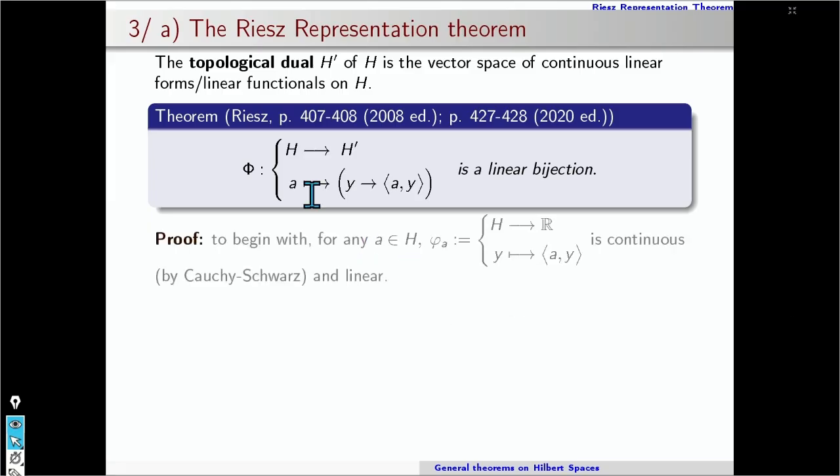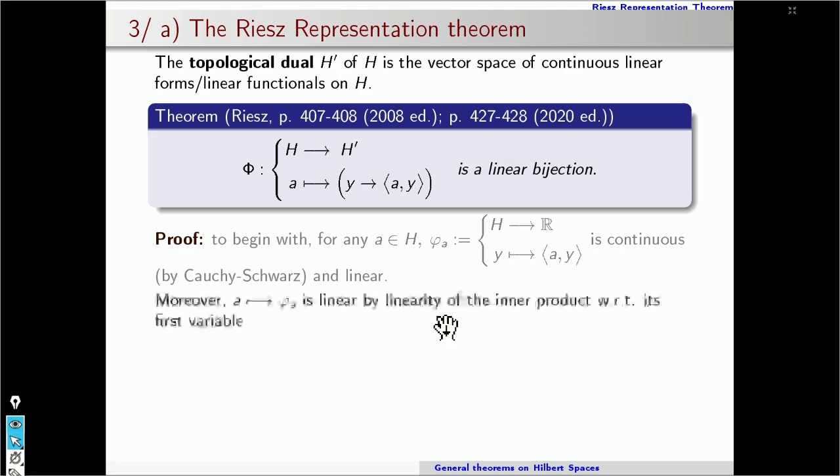First of all, we notice that for any vector a, the map which to y associates the inner product with a is indeed a continuous linear form, so an element in H prime. Linearity comes from the linearity of the inner product with respect to the second variable, and continuity comes from the Cauchy-Schwarz inequality, as we have already seen. Linearity of the inner product with respect to the first variable will yield the linearity of capital Phi.